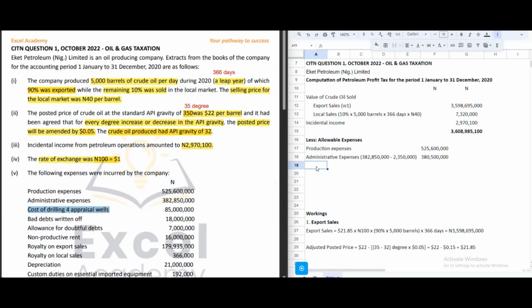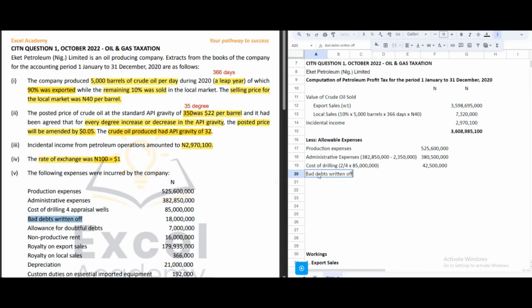So here now, two is allowable. Yes, sir. Two out of the 4 is allowable. So now we have the cost of drilling. That will be 2/4 of 85 million. So this is 42.5 million. After that, we have bad debt written off. This is 18 million. It is allowable.